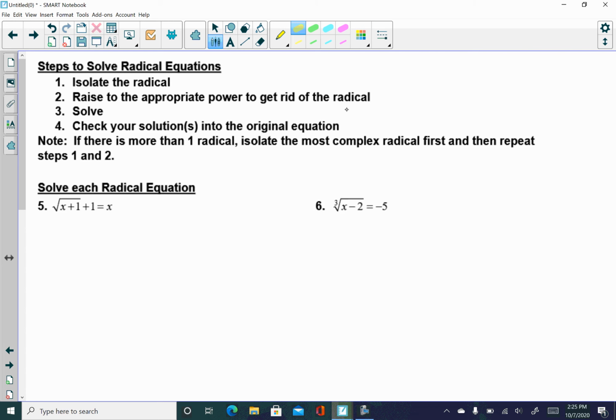If it's the fifth root, you're going to raise it to the fifth power. So that's what we mean by appropriate power. Whatever root it is, you raise it to that power. You'll solve, and then here again, you have to check your solutions in the original equation.